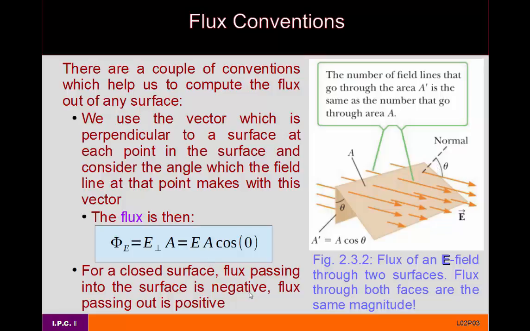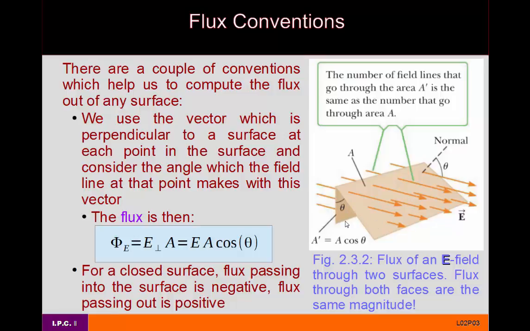Okay, the next thing is that if you have an electric field line that is passing through a closed surface and the field line is entering into the surface, then we take the flux of that field line to be negative. If it is exiting through some face of the surface, then that field line has a flux which is positive, or the field locally has a positive flux.